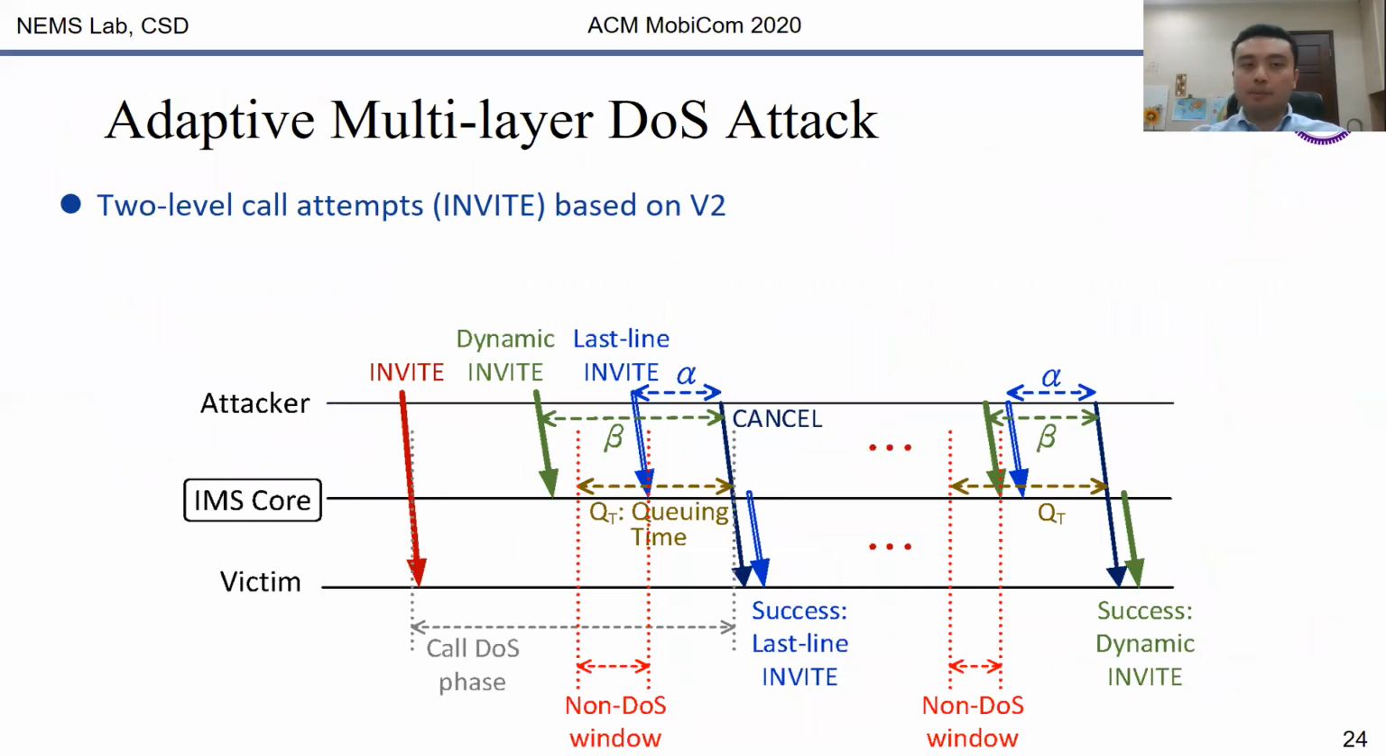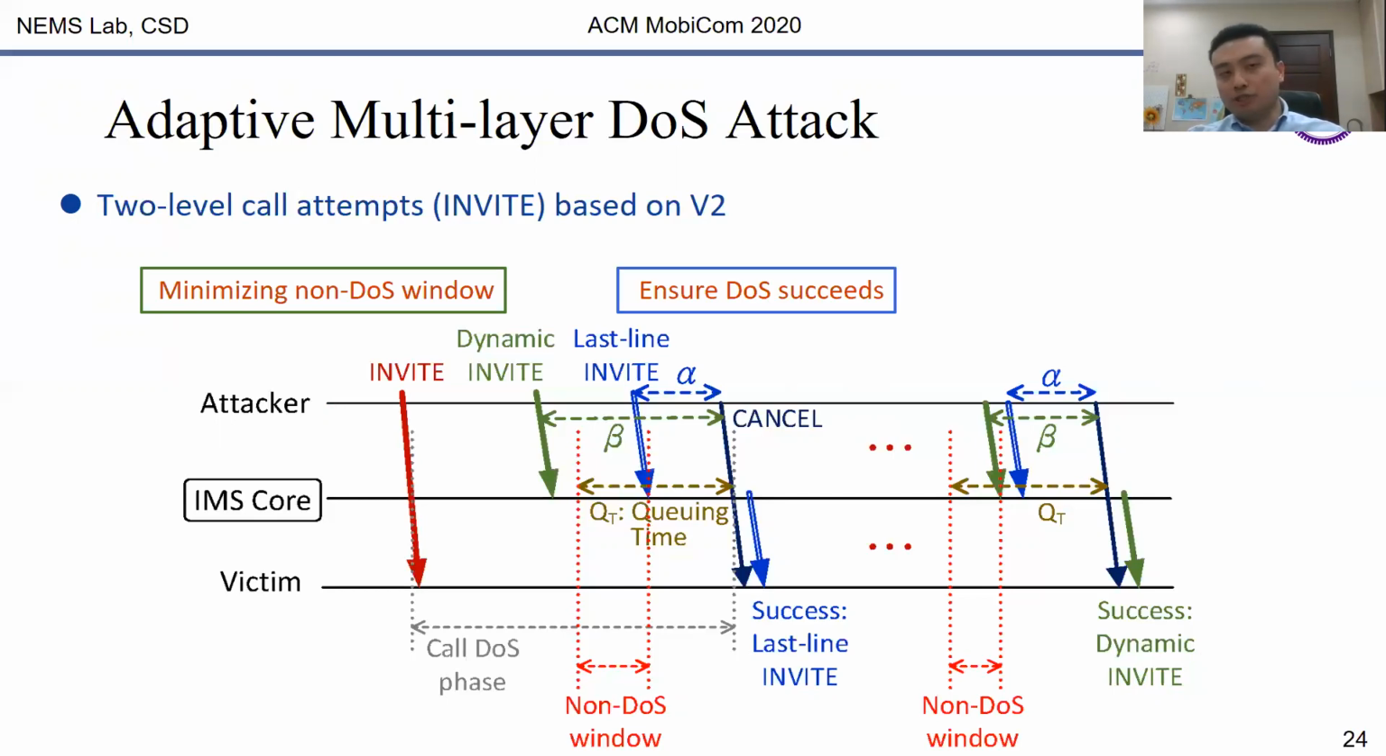So we propose an adaptive multi-layer DoS attack. We use two-level call attempts, which are two concurrent invites based on vulnerability 2. The first invite is called the dynamic invite. We adaptively adjust the standing time of this dynamic invite to minimize the non-DoS window. Since this invite may fail, to ensure the DoS can continue to succeed, we have the second invite, called the last line invite. This is used to ensure the DoS can succeed, so we pick a sending time which is always successful for this invite.